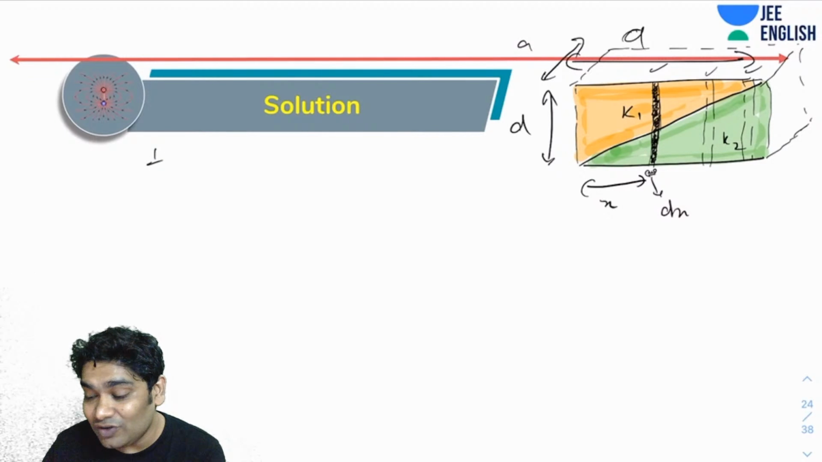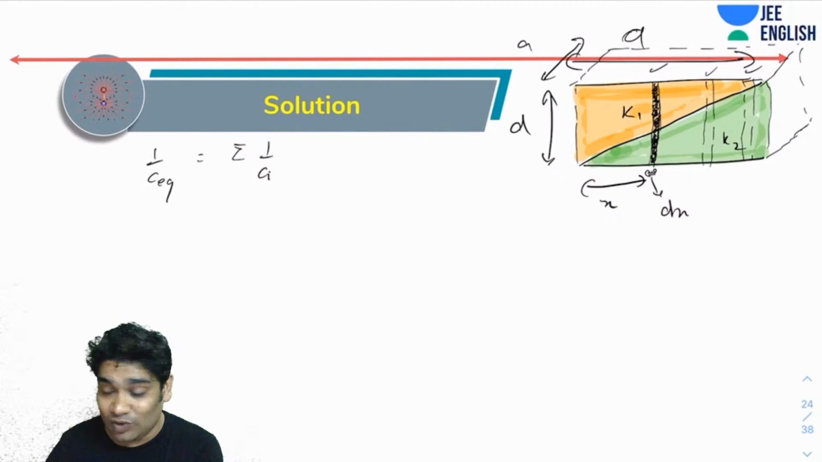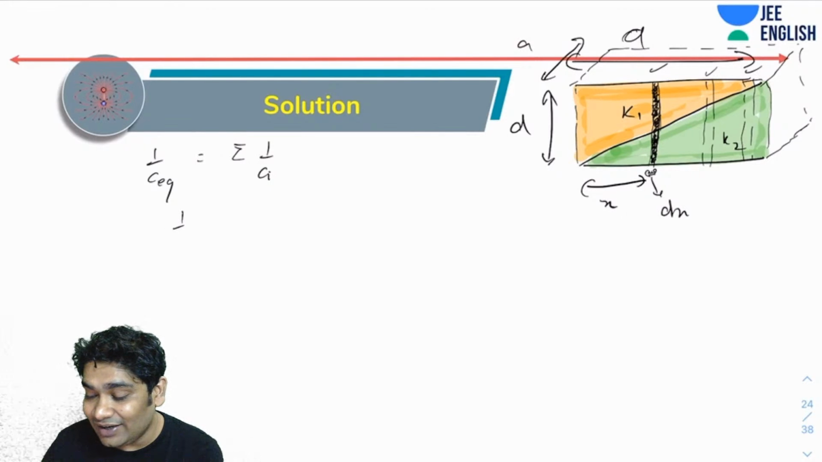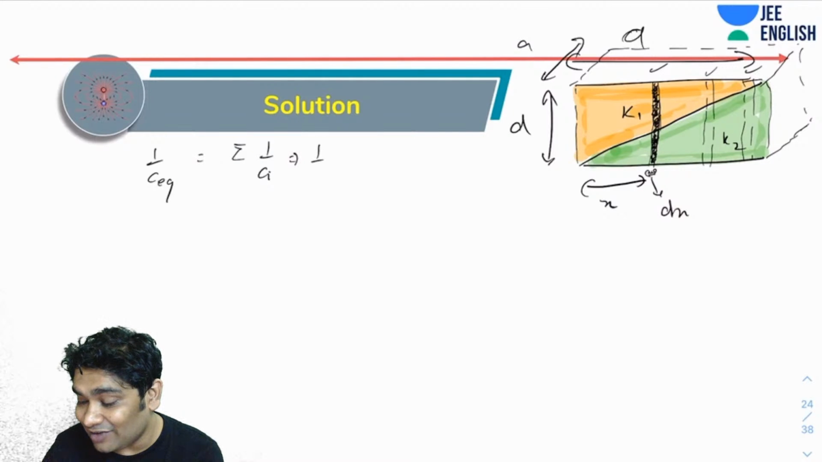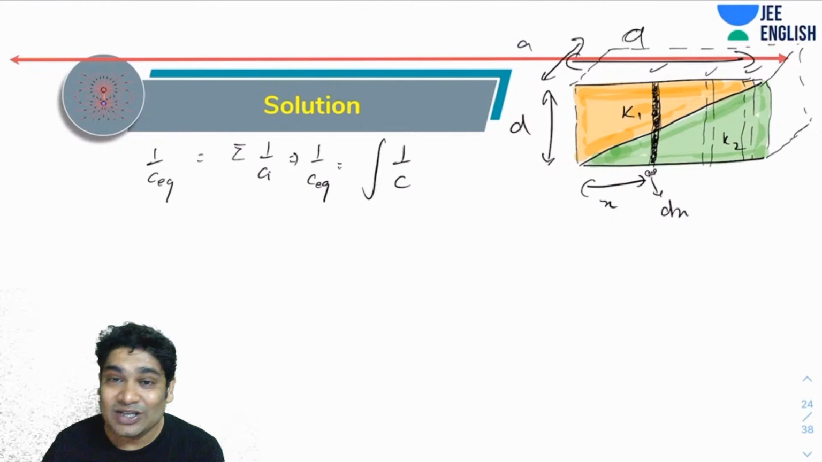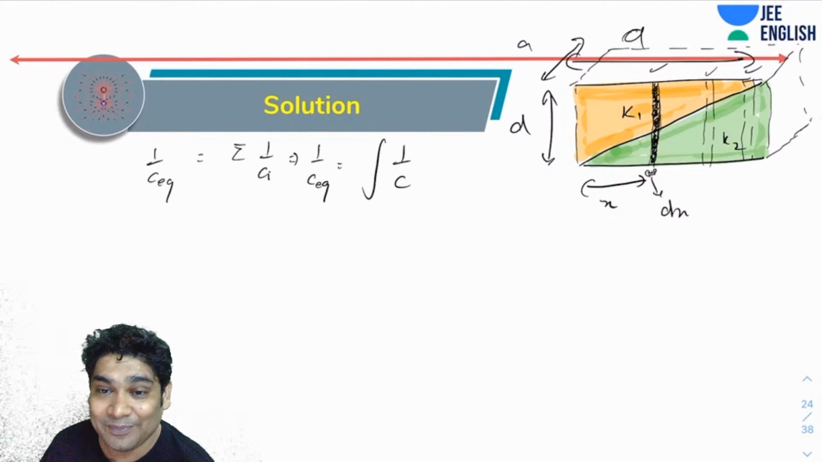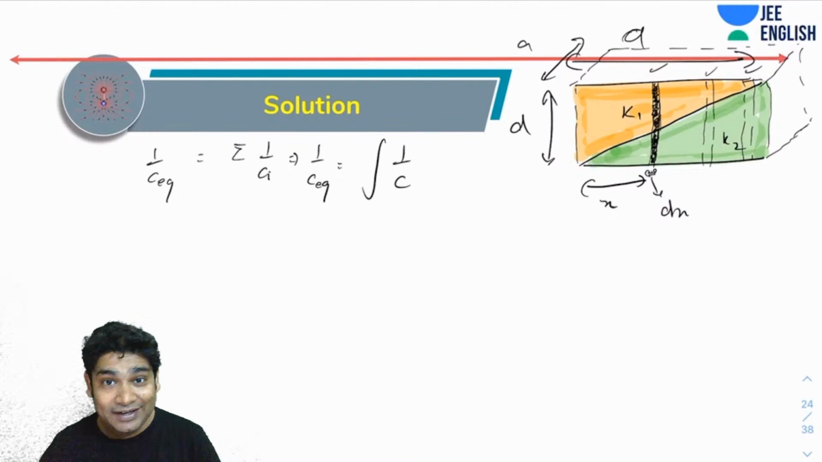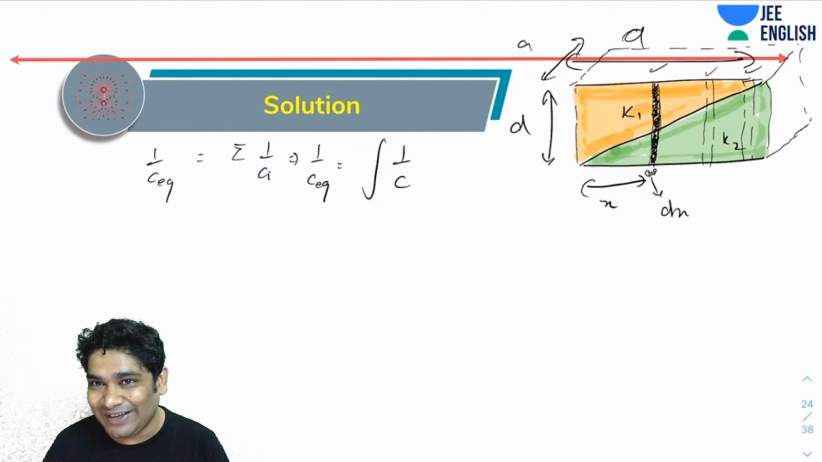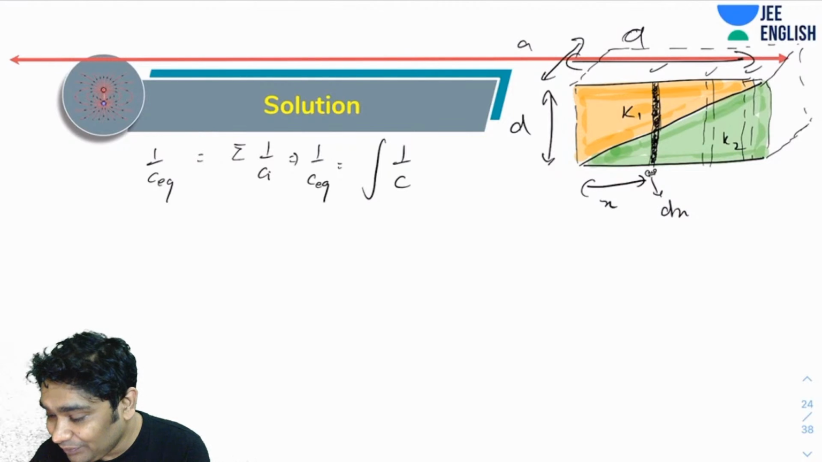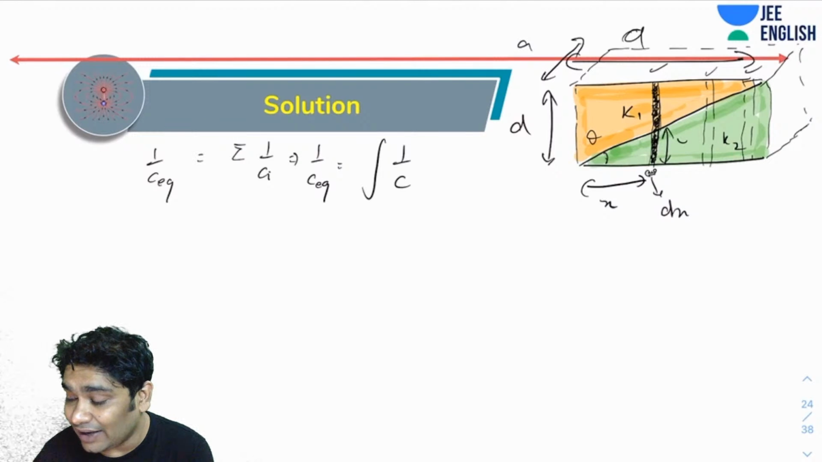So now I know 1 over C equivalent would be the summation of 1 over Ci. And in this case, since I'm taking continuous values, 1 over C equivalent would actually be the integral of 1 over small c's. Okay. So now let's just solve this also. The solving is also very complicated. Alright. Now here, you imagine that this angle is theta and this is y.